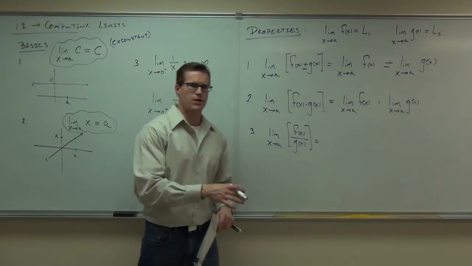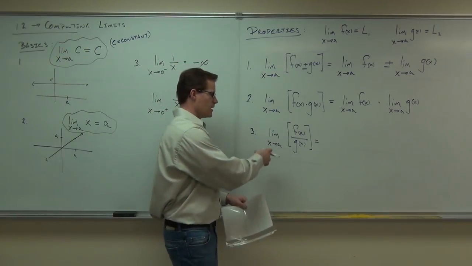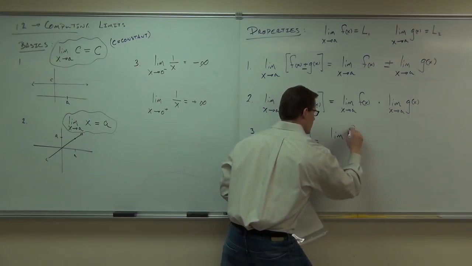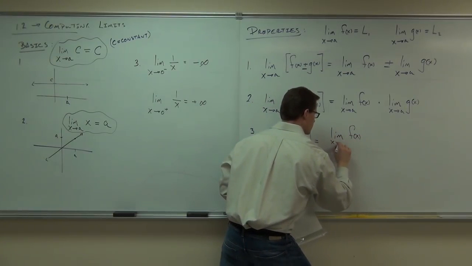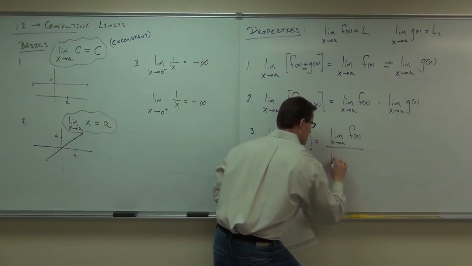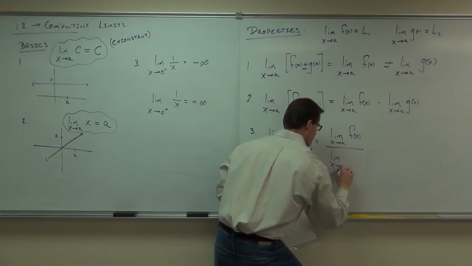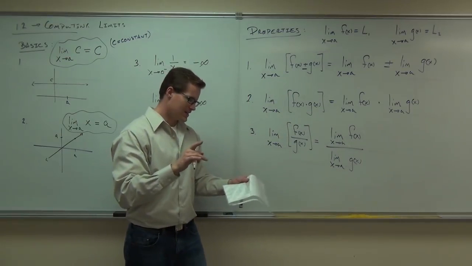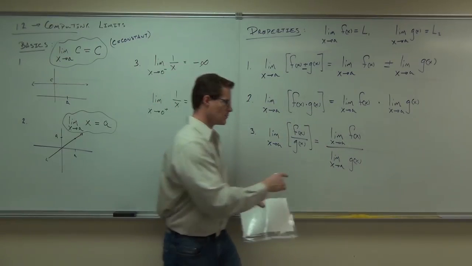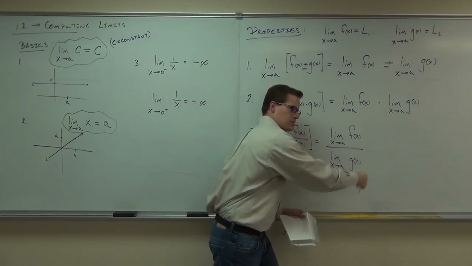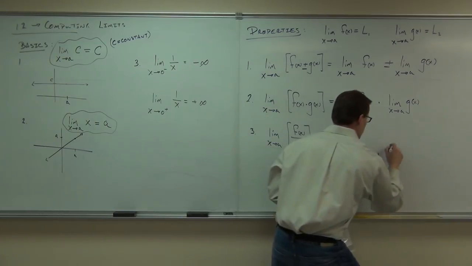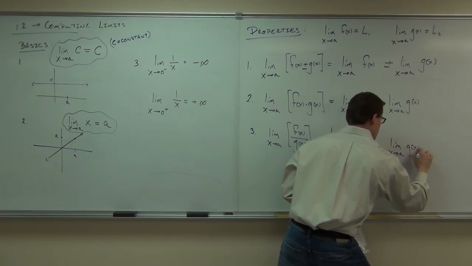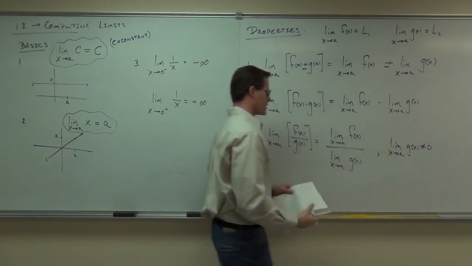You can also separate them by division, which means if you have the limit as x approaches a of f of x over g of x, that's the same thing as the limit of f of x over the limit of g of x. That's true, but you have to have something. What can't this equal? You can't have that. So the limit of g of x cannot be 0.